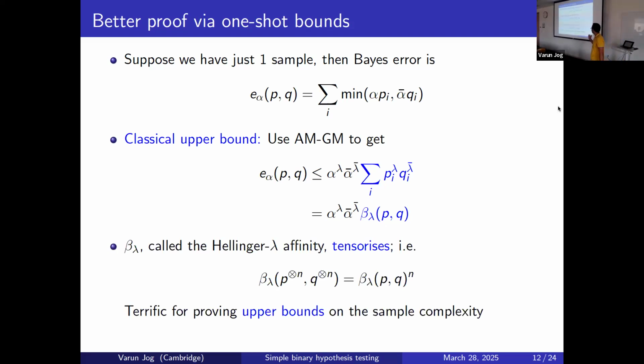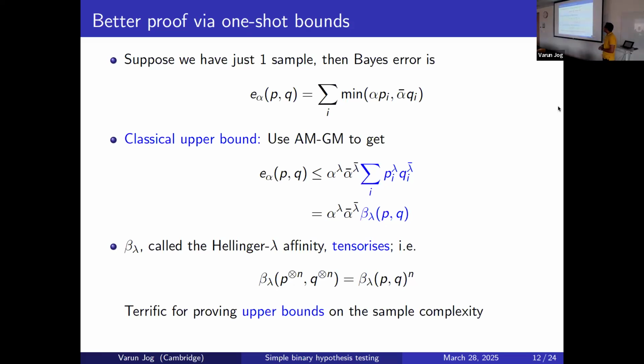Whenever you have tensorization, it's great for proving upper bounds, because you say that I want my E alpha to be smaller than delta. So I just find a value of n so that when I raise it to the power n, my right hand side becomes less than delta, because that is a valid upper bound on E alpha. Beta lambda is exactly this term in blue. It's the sum over all i of pi to the lambda, qi to the 1 minus lambda.